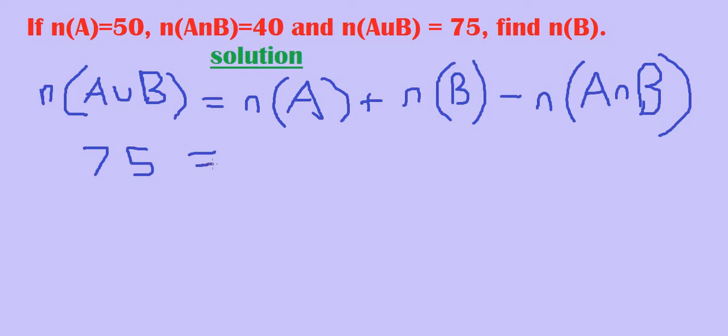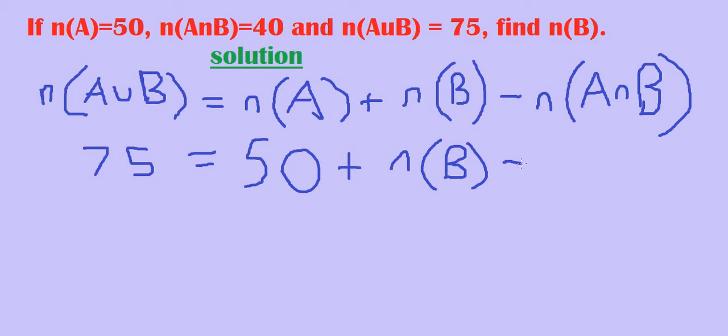Equals to number of A. Do we have it? Yes, we have, and it is 50. So we write 50. Number of B is the one we are looking for, so it is just going to remain as number of B in the brackets as usual. Then number of A intersection B is given in the question, which is 40. So we are going to write 40 here.